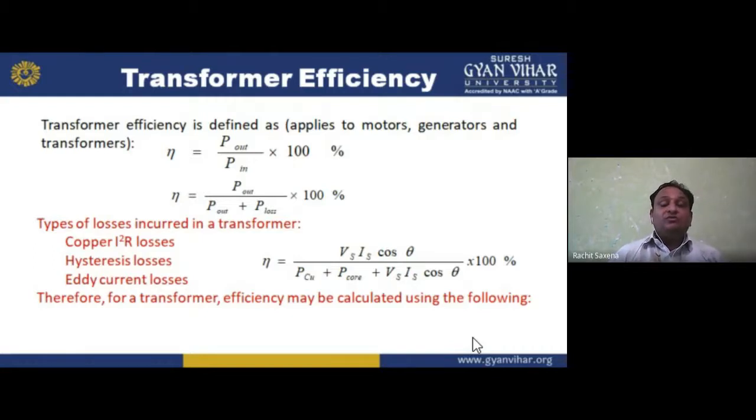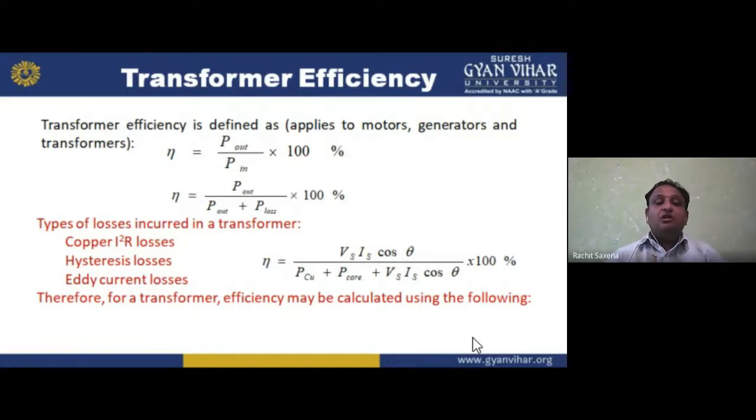From where do we get the efficiency? Output upon input. So P out upon P input into 100%, that is your efficiency. And we can also write it as P out upon (P out plus losses) into 100%, because we always have losses. So if I want to know the efficiency, I also need to know the losses. Types of losses incurred in a transformer: copper loss, that is I squared R loss. We can also call it winding loss, because in a winding we have resistance, and due to that resistance we have the loss.